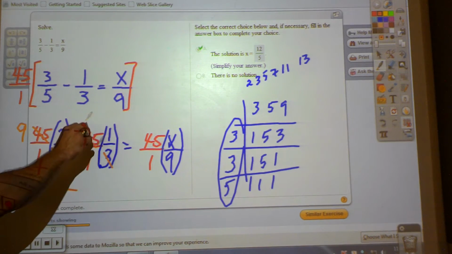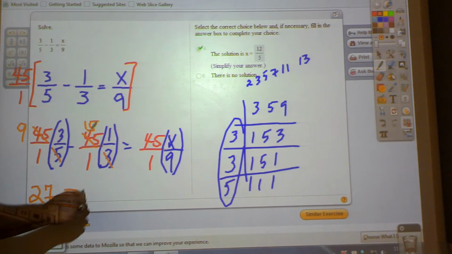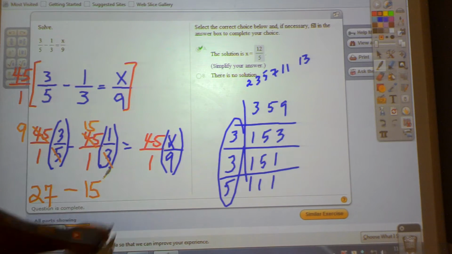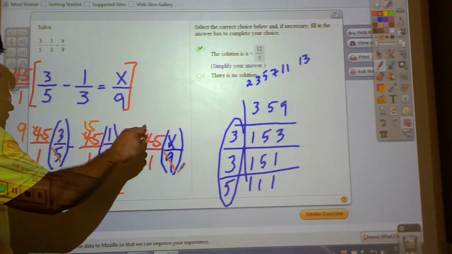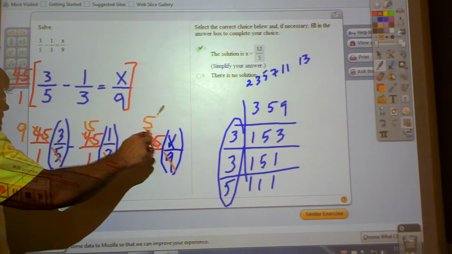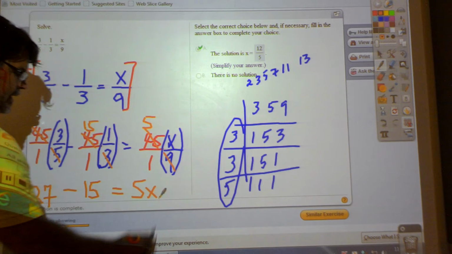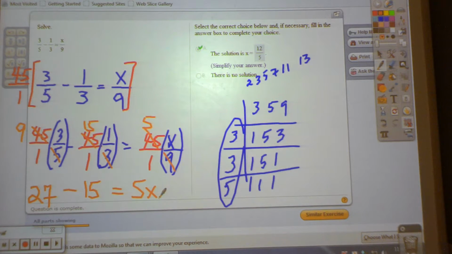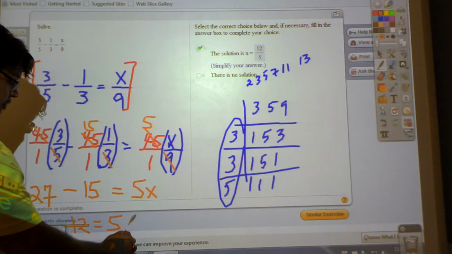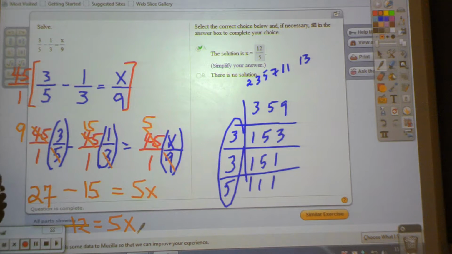3 will go into 45 15 times. 15 times 1 is 15. 9 will go into 45 5 times. 5 times x is 5x. And 27 minus 15, what is that? 12. And x is equal to what? 12 over 5. That should be your answer.